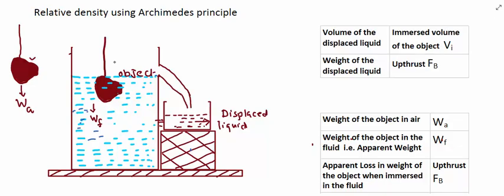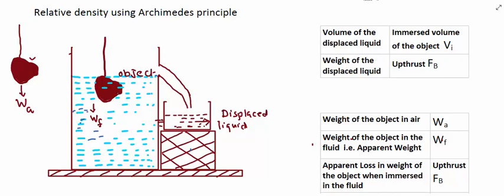We take this object and place it in a container of water which has a spout. So when this object gets completely immersed in water, a certain amount of water gets collected in this vessel over here, and we will call this water the displaced liquid, because it has been displaced by that immersed object.